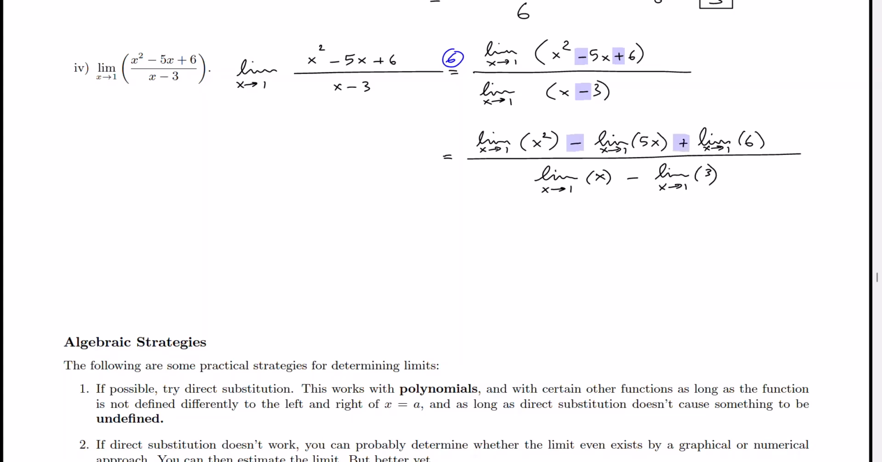Okay, and which rule allows me to break these apart? Well, that's rule number 4, which says if you have a plus or minus, you can just ignore it and give the limit to each one of the factors.